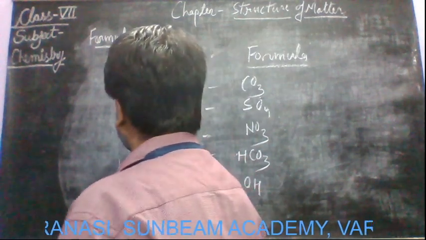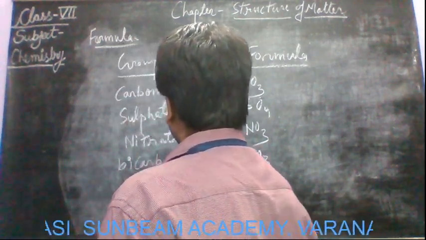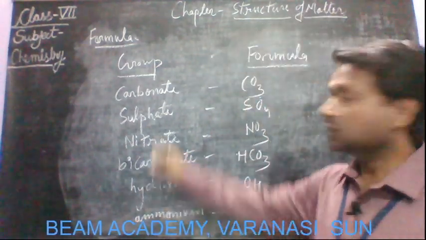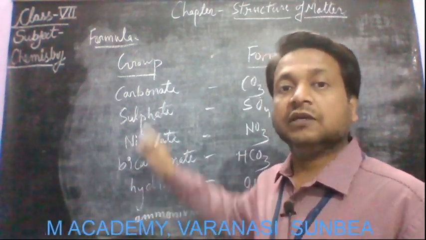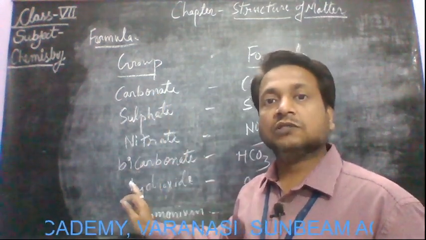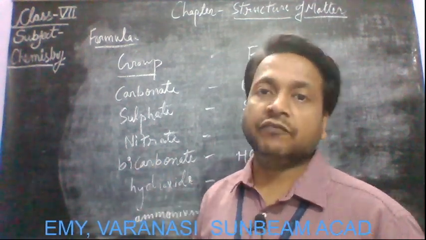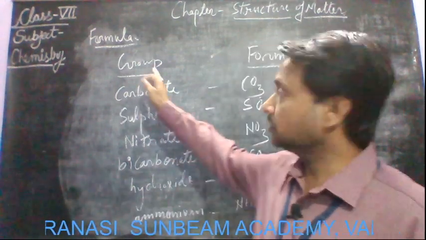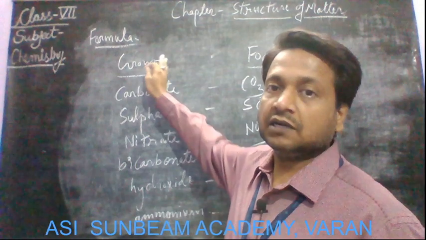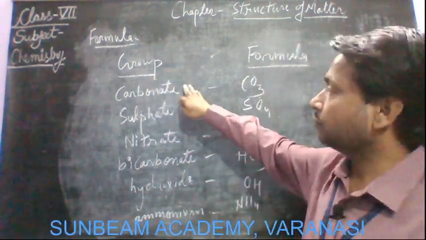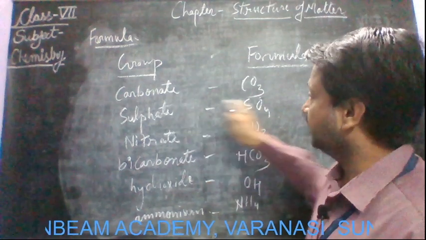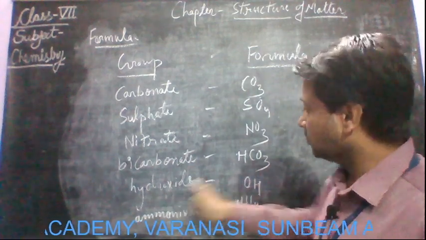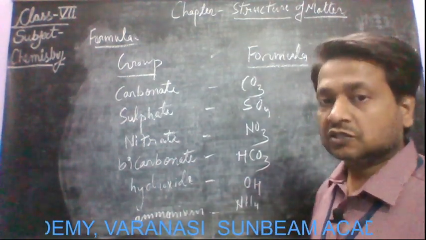And ammonium, its formula is NH4. So these are also a kind of compound, but the word group is used for them because they can again join with different elements to form a new compound. So that is why these compounds are termed as groups. Carbonate, the formula CO3, sulfate SO4, nitrate NO3, bicarbonate HCO3, hydroxide OH, and ammonium NH4.